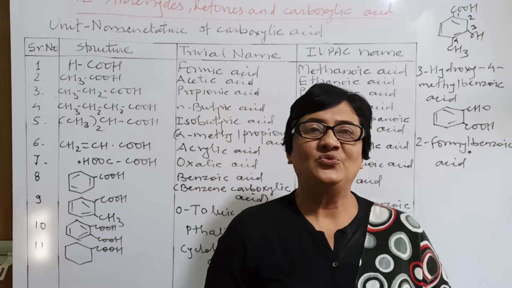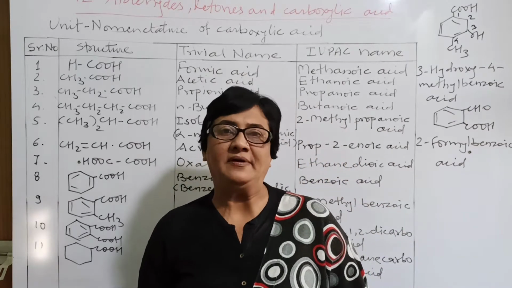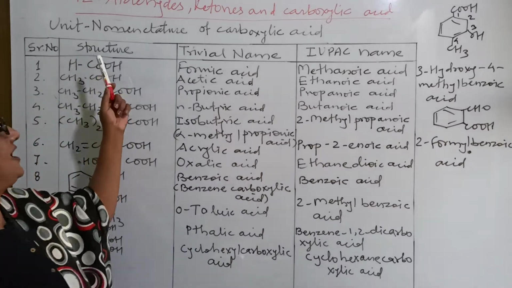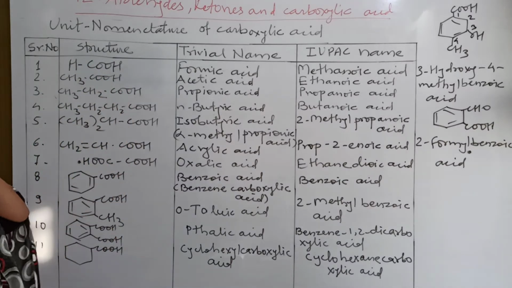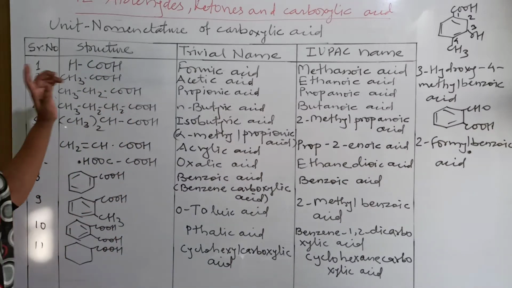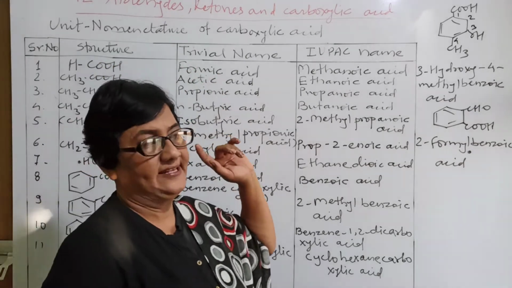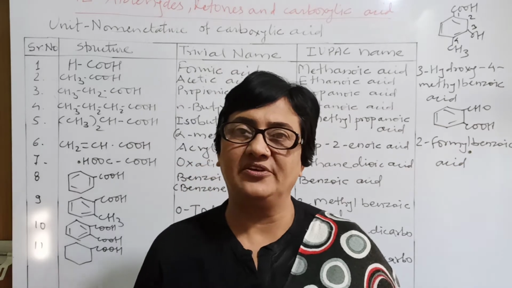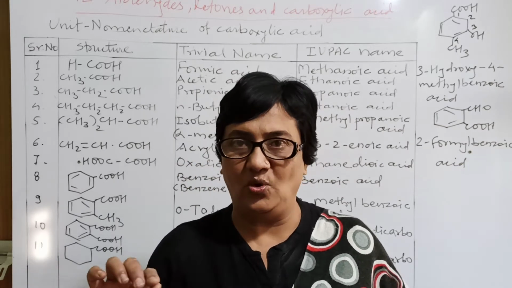Hello student, we are meeting after a long gap and this is the next part of chapter number 12, aldehydes, ketones and carboxylic acids, and the unit is nomenclature of carboxylic acids. How is a carboxylic acid identified? By observing the functional group COOH.